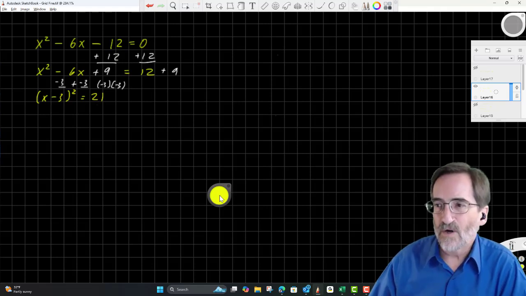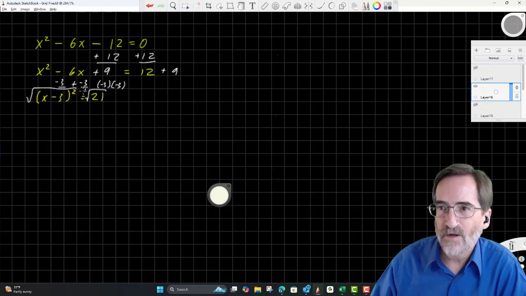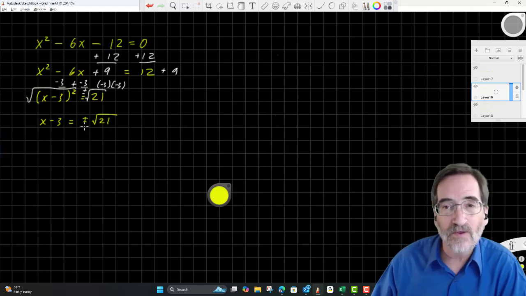Now take the square root of both sides. Square root, and when we square root, it's plus or minus. And so we say x minus 3 equals plus or minus root 21. Now it's okay to leave it like this, or you could write it as negative root 21 or positive root 21 as two separate solutions.